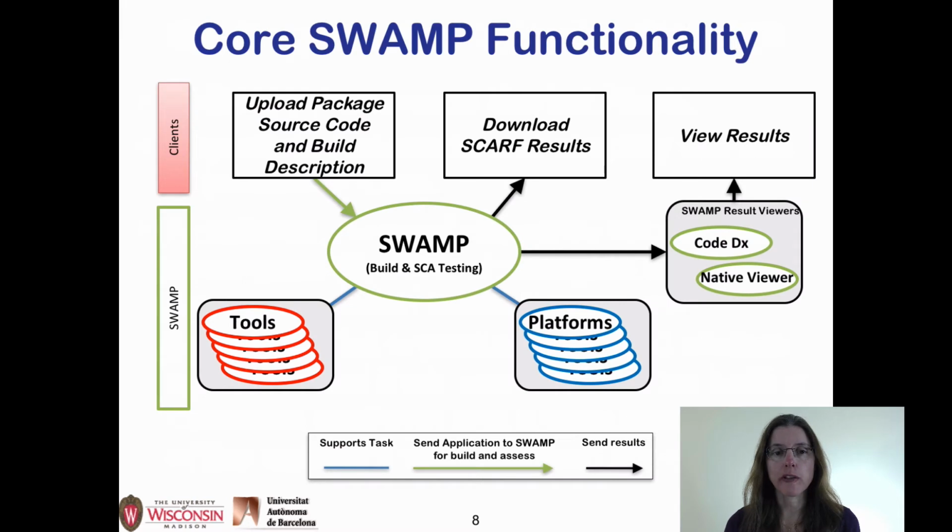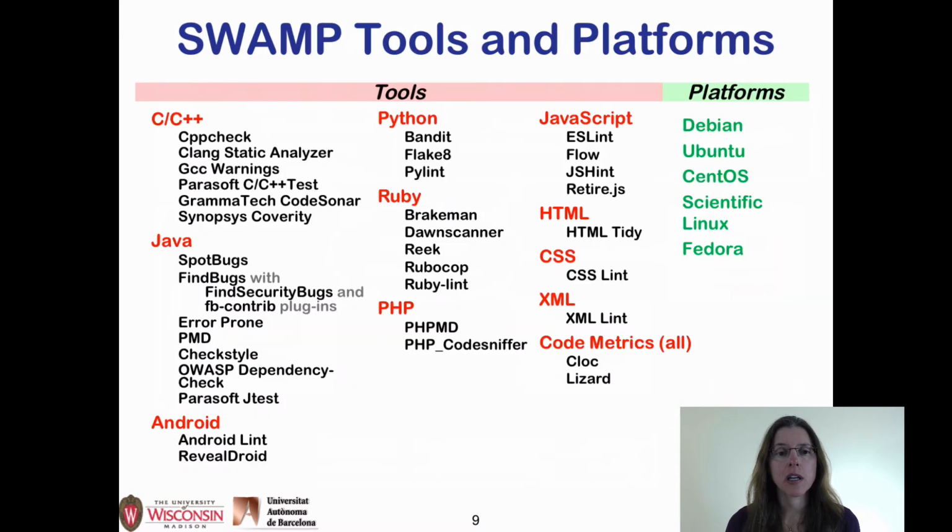The conceptual workflow of the SWAM is as follows. The SWAM supports multiple tools for multiple platforms. A user uploads their code and build information to the SWAM. They then assess the code with their chosen tools. When this assessment finishes, the user can see the result using different viewers. Here we see the different tools available in the SWAMP for the different programming languages. Note that this list is dynamic, and as I speak, more tools, environments, and languages are being added to the SWAMP.